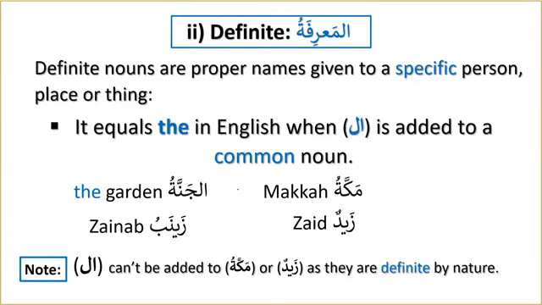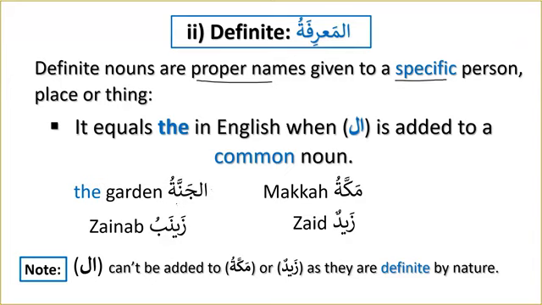Then we have definite, al-ma'rifa. Definite nouns are proper names given to a specific person, place, or thing. So these are basically proper names that are given to a specific person, place, or thing. And you can always relate it to the English language. Both common nouns and proper nouns, or indefinite and definite, are similar to English. So whatever we have in English, they are similar to Arabic as well. So that's why, inshallah, it will be easy for us to understand the difference between common noun and proper noun.